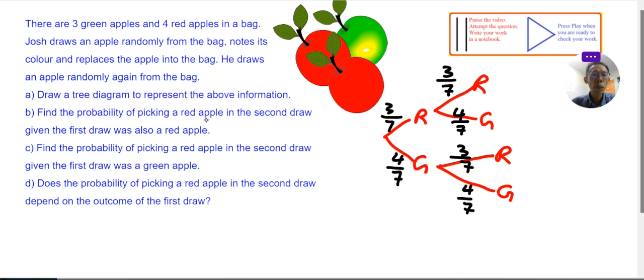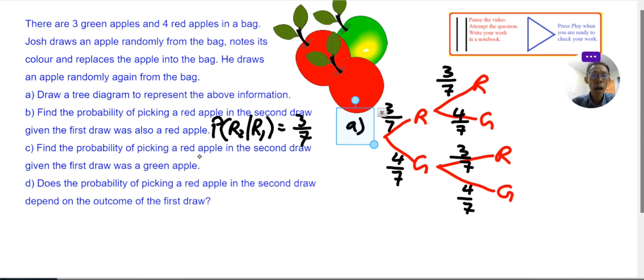That's it. Find the probability of picking a red apple in the second draw, given the first draw was also a red apple. So the first draw is red, and the second is red. So the answer in this case is just 3 out of 7. The probability is written this way: red second, given first is red, in this case is 3 out of 7. So this is the number here, 3 out of 7.